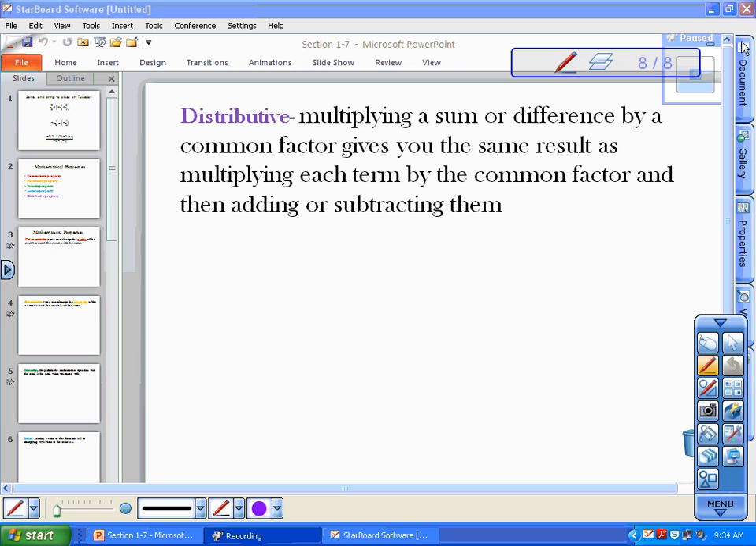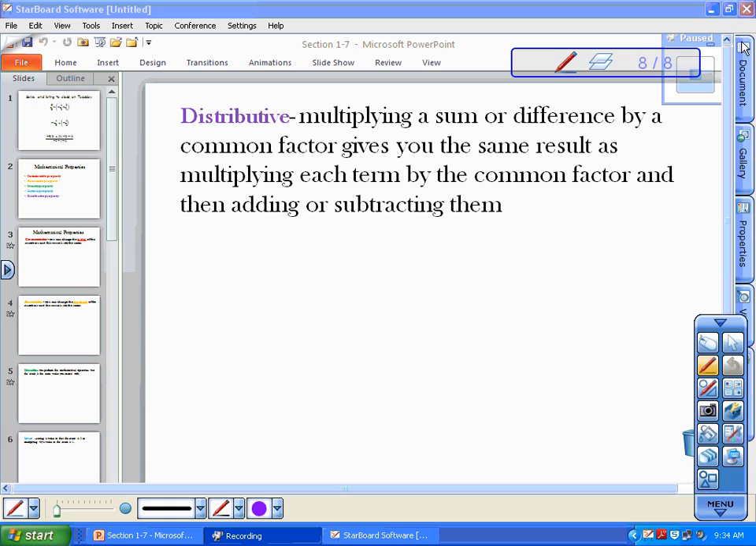The last and final property this video lecture will include is the distributive property. In semesters past, I have found that most students recognize this one because they use it so often. The distributive property states that I'm going to multiply a sum or a difference by a common factor, which will give me the same result as if I distributed that common factor to each term.